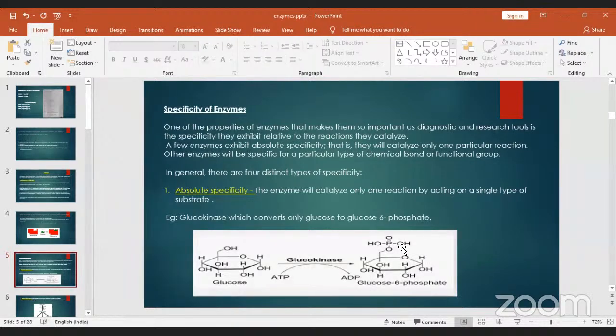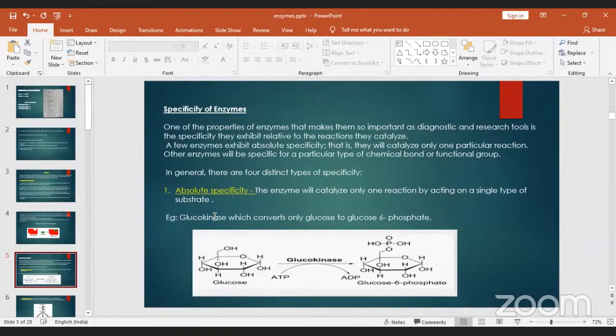In specificity, different types of specificities are given. One is absolute specificity. Absolute specificity means the enzyme will catalyze only one reaction by acting on a single type of substrate. That is absolute specificity.